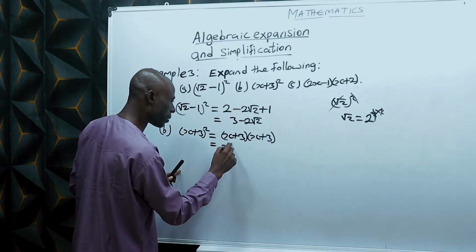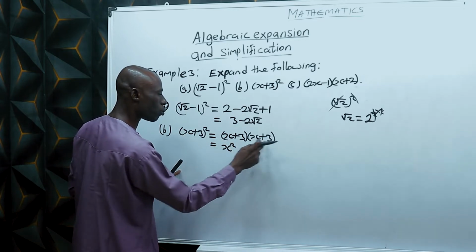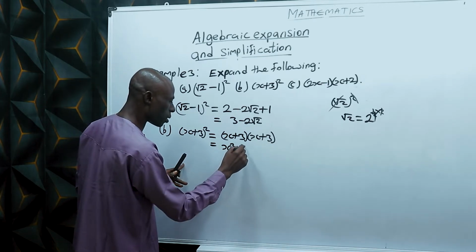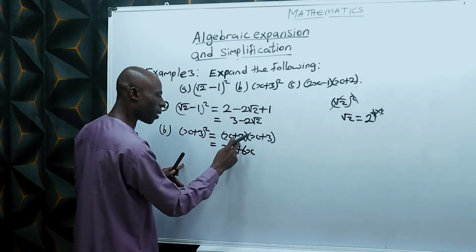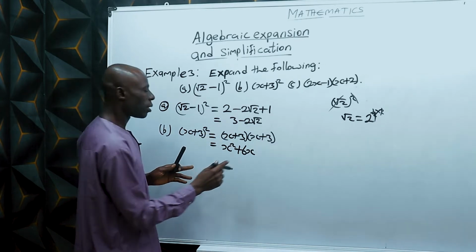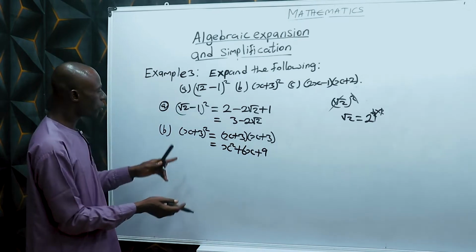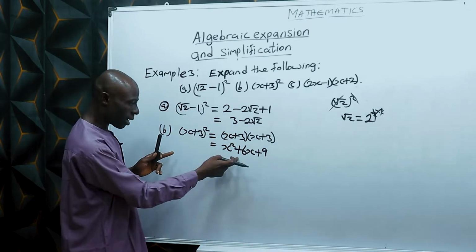x times x, x squared. Add the 2 constants together, you get 6. So it gives you positive 6x. Multiply the 2 constants together, you get positive 9. And that's the result. So if you use direct approach, even here, you are getting this.